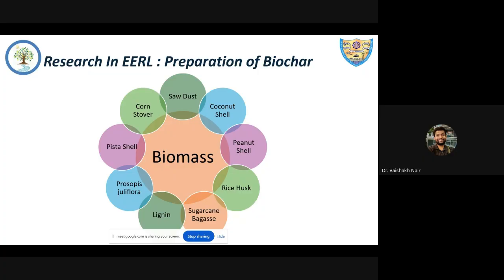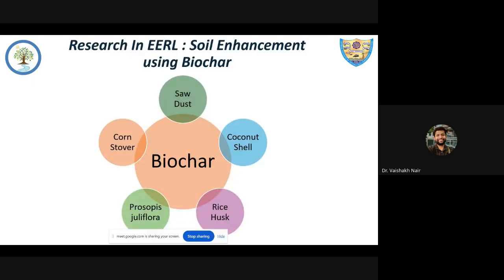What related to the sustainable agriculture. So we basically work on biomass. We work on different types of biomass waste. We work on coconut shell, peanut shell, all of these wastes, and we try to utilize them for soil enhancement studies.